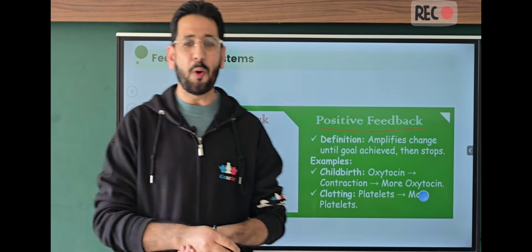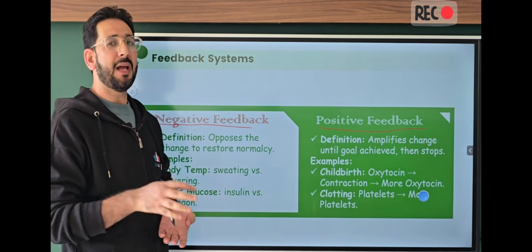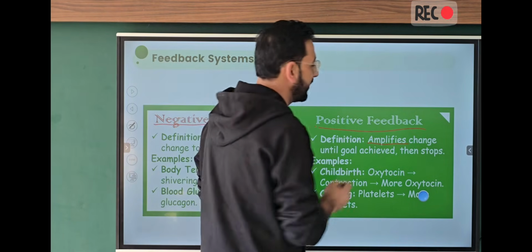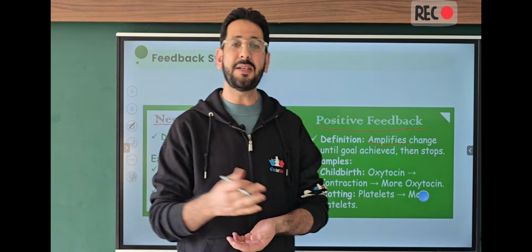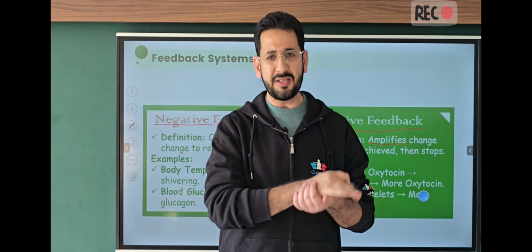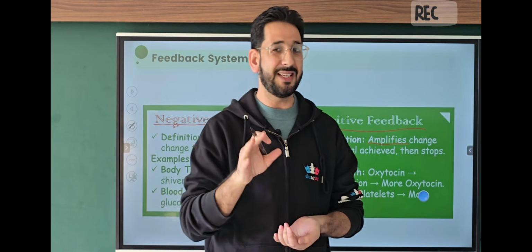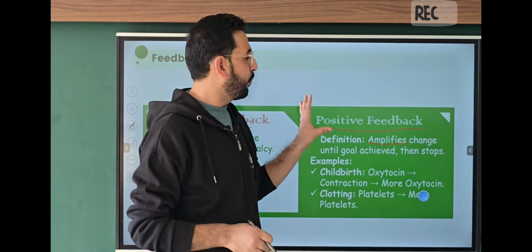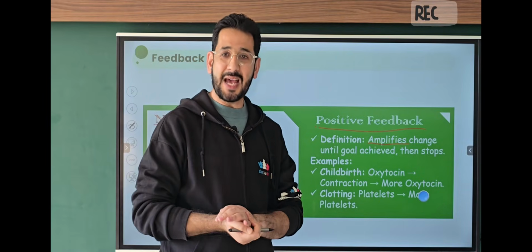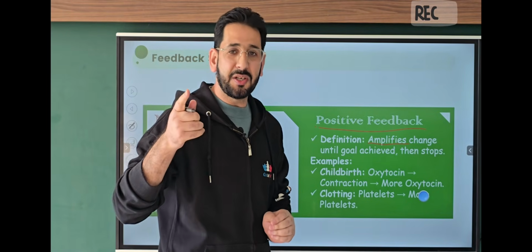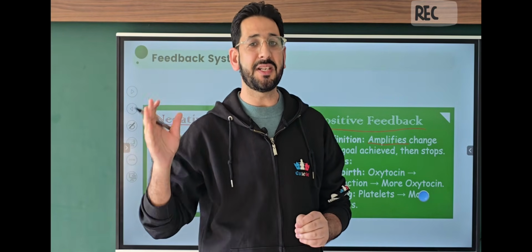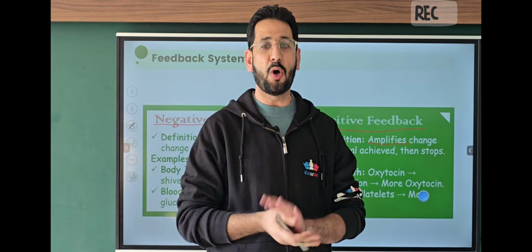Then second is the positive feedback mechanism. In this, the change is not opposed. Here, the change is amplified, the change is exaggerated, and it is exaggerated until the final goal is achieved. We will understand this with the help of examples. So positive feedback is where the change is amplified and exaggerated, but this will continue until the goal is achieved. When the goal is achieved, it will stop.